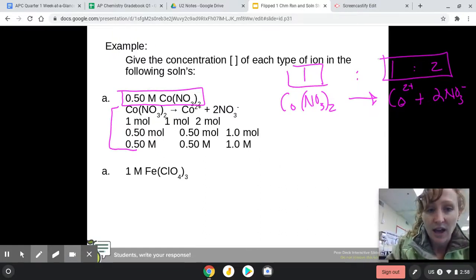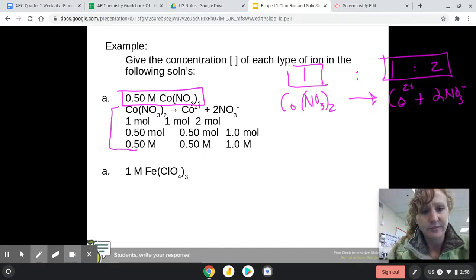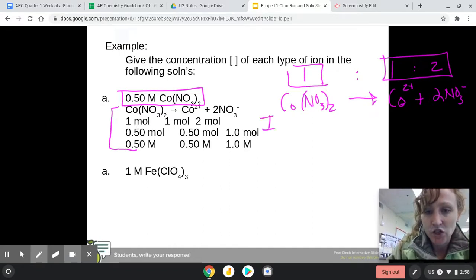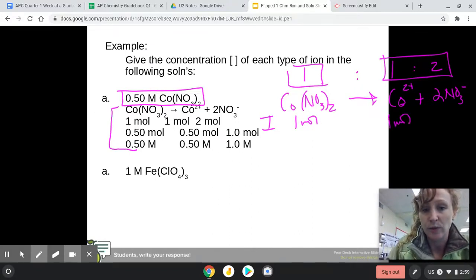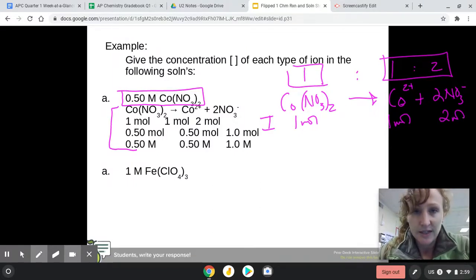So if I have, all right, apparently in this chart, they have told you you started initially with 1 mole of cobalt-2 nitrate, 1 mole of cobalt-2 plus, and 2 moles of NO3 minus. Now, how would you know that you started with that? You wouldn't. They would have to tell you those were your starting amounts.